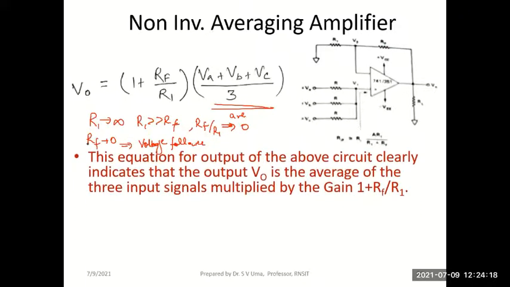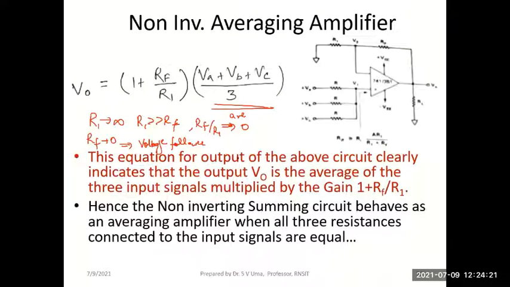Okay. So the non-inverting summing circuit behaves as an averaging amplifier when all the three resistors connected to the input signal sources are equal. Remember, that is very important. If this is RA, this is RB, this is RC, if all are different, then I won't get the average. If I want the average of these three input signals at this point, then all these three resistors should be equal in magnitude.